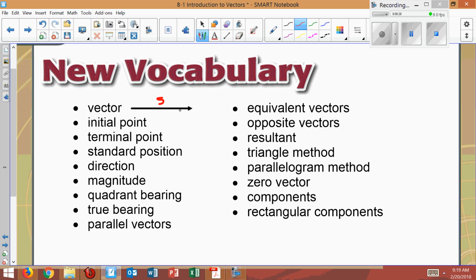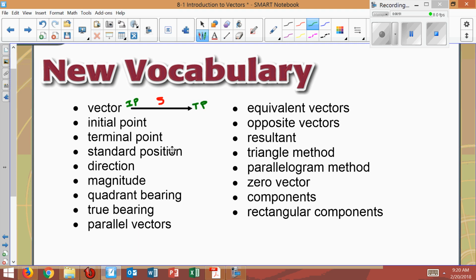It would not represent a car going 5 miles an hour to the west, but to the east. That's what a vector is. It has two components, magnitude and direction. Magnitude is how much, direction is obviously the direction it's going. So we have an initial point here, the terminal point here. So this would be the initial point. This would be the terminal point.